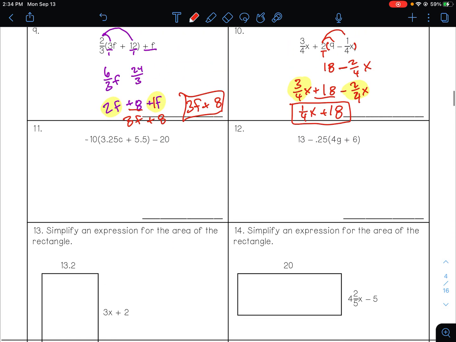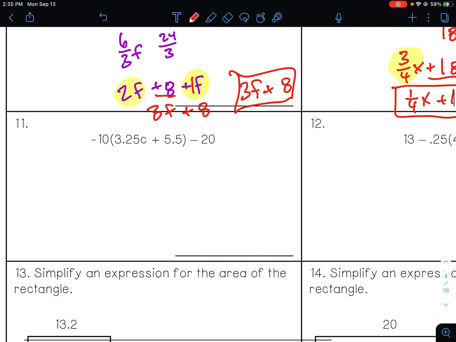Let's do the next 4. Almost done. Oh, thank God. Multiplying by 10s. That's easy. So negative times a positive is going to be a negative answer. So multiplying by 10, it just means we move the decimal place over. So our 3.25 gets a little bit bigger by moving it one space over. So I now have 32.5c.